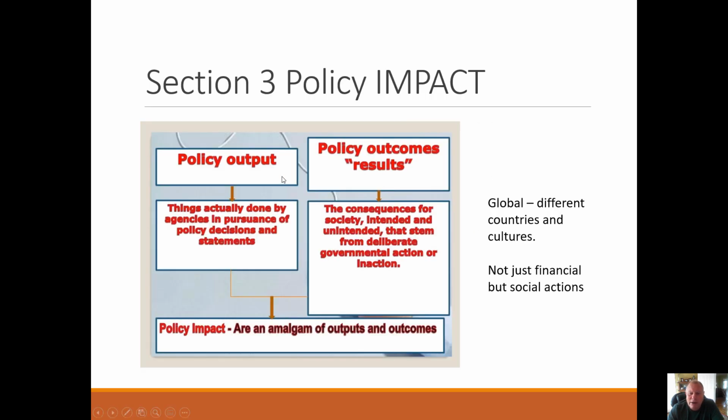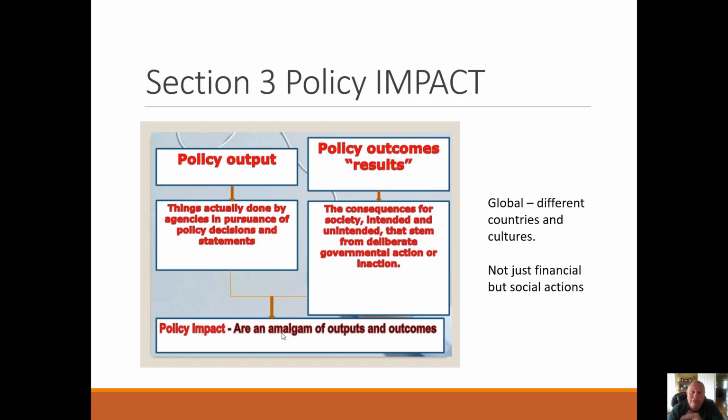You have policy output, things actually being done by the agencies. Then there are results and the consequences for society, intended or unintended, that stem from deliberate government action or inaction. It's not just financial issues, but social actions at the same time. And globally, it's different. Different countries approach this differently. But the impact is a mix of the outputs and the outcomes, the results, if you will.